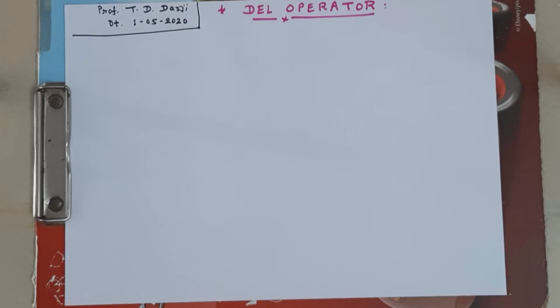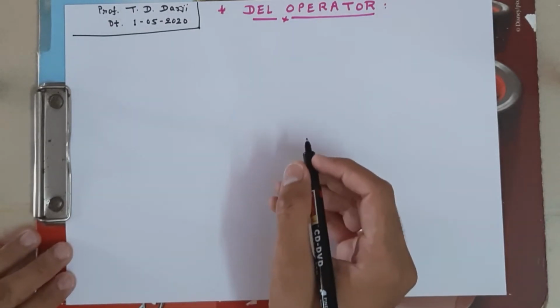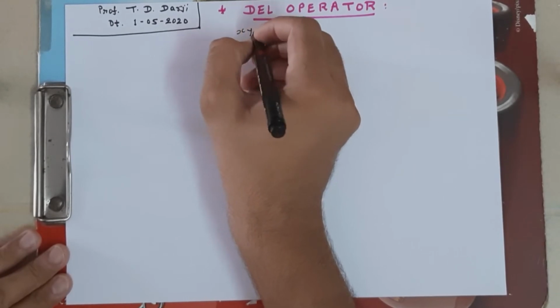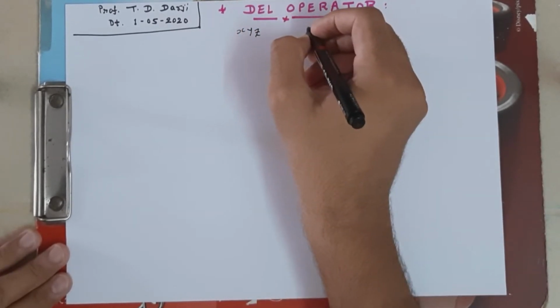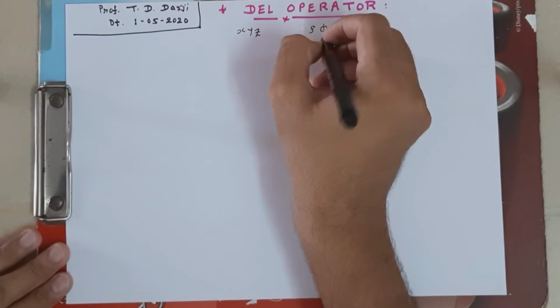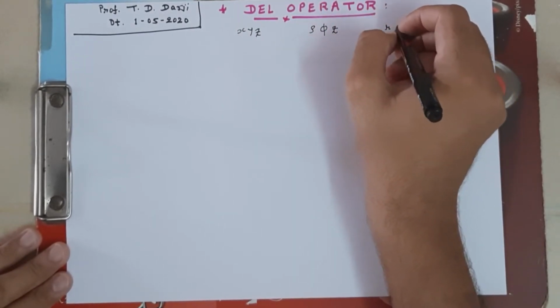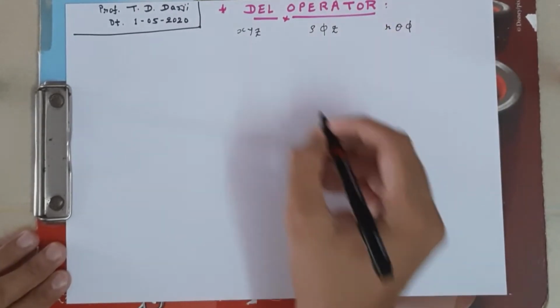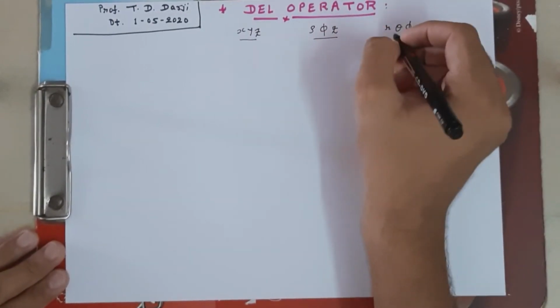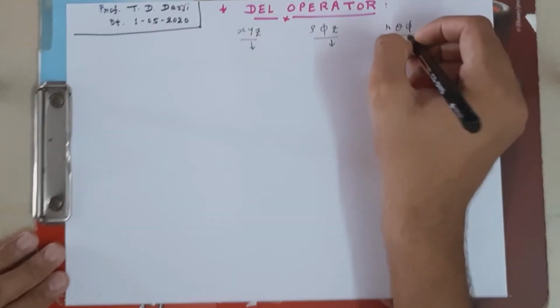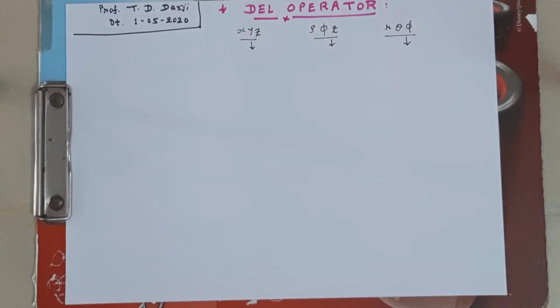We have to represent the Del operator in all the coordinate systems. As we know, we have a total of three coordinate systems. First is the Cartesian coordinate system, which is x, y, z. Then the cylindrical coordinate system, which is rho, phi, z. And lastly the spherical coordinate system, which is r, theta, phi. So you can represent the Del operator in Cartesian, cylindrical and spherical coordinate systems.